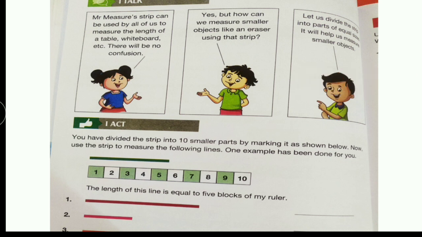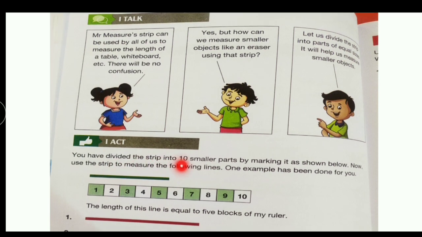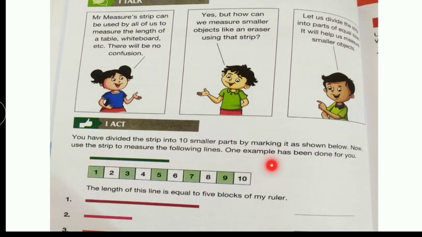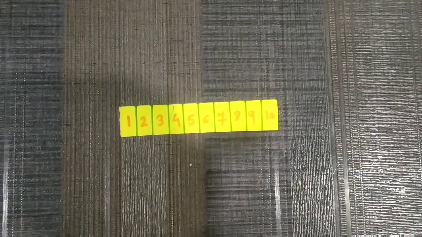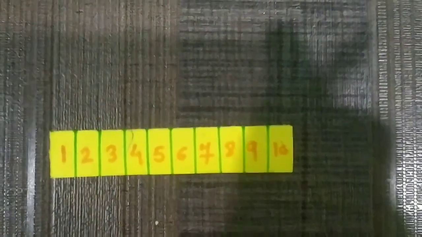Then let's see. You had divided the strip into 10 smaller parts by making it as shown below. We have to do this activity now, children. Now use the strip to measure the following lines. One example has been done for you. Okay, children, now we will make this strip. Here I have made the strip by dividing it into 10 equal parts. Then we will use this strip for the measurement.